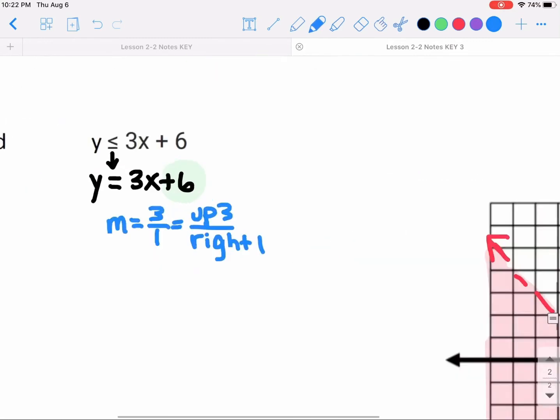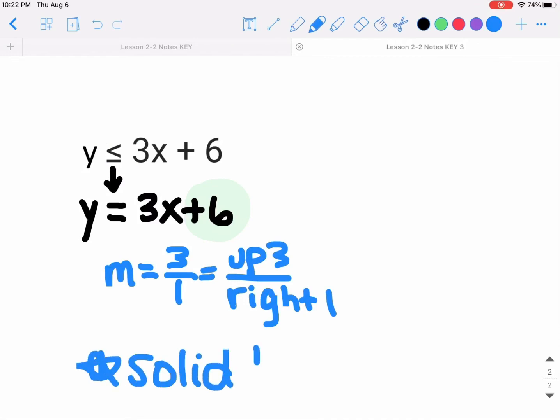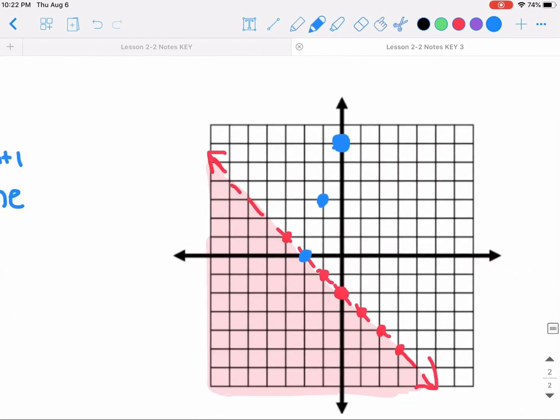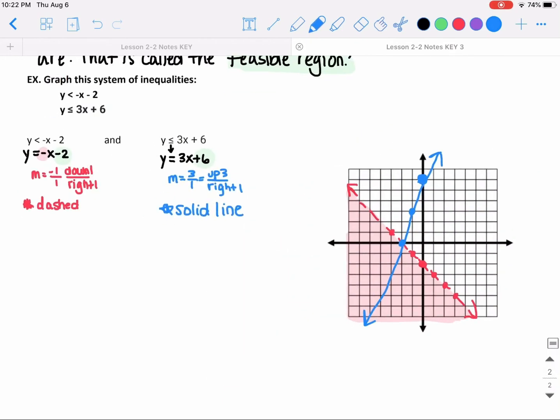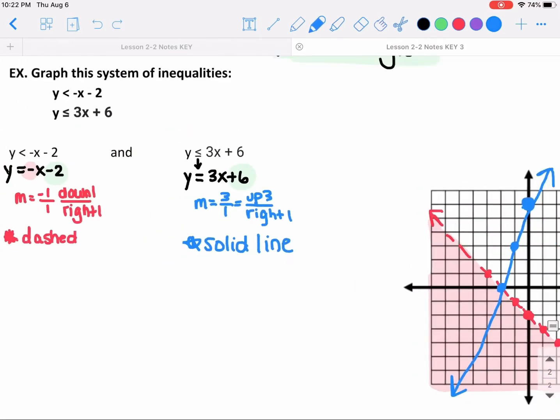This is going to be, because I have less than or equal to, I know it's going to be a solid line. That guideline is included. All right, so solid line through that. That is a terrible line. Okay, good enough. And then I'm going to, actually that's not good at all, but doesn't matter. Then I'm going to shade below that line because I have less than or equal to, so I know that it's going to be below the line.